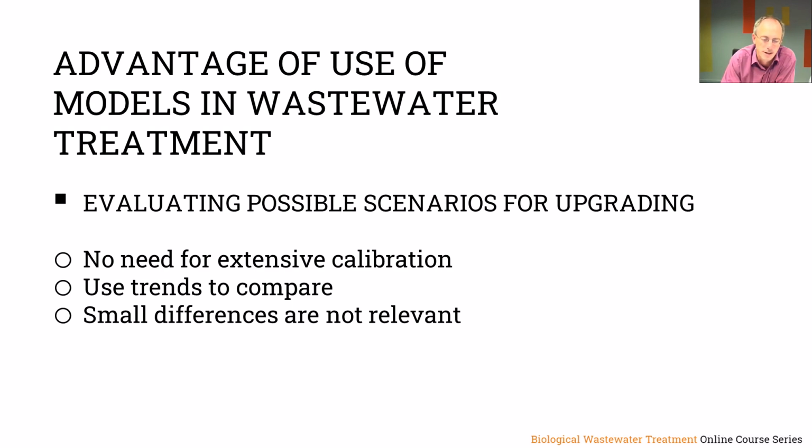Then we can evaluate these possible scenarios for upgrading. In this case, there's no need for extensive calibration, because you look to the future, and in the future you anyway have already a big uncertainty on what the real flow rate is in 5 to 10 years, what the real loading rate is. And that uncertainty is often much larger than the uncertainty you might have in the growth rate of a nitrifying bacteria. So there's not really a big need for that calibration, because the uncertainty in the model is in the input and not in the parameters.